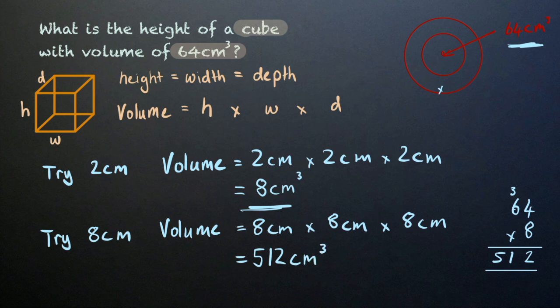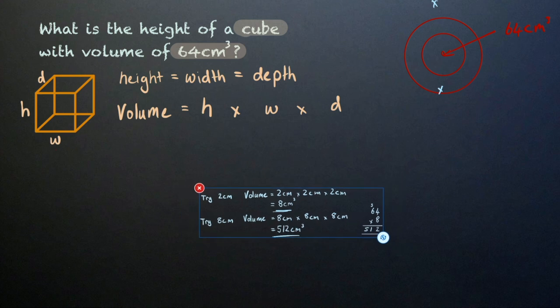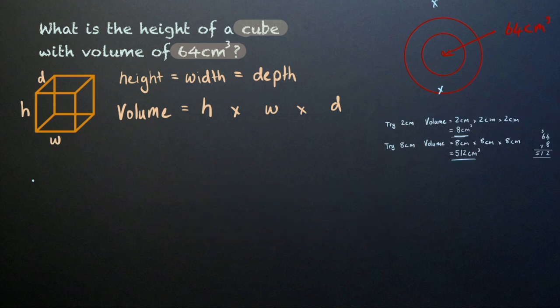Okay, now look, we wanted 64 and we've got 512. So we're like way up here now. It's much too high. We need to go lower. And since we're way up high, I think we need to be closer to the 2 than to the 8. Let's try 4 centimeters because it's closer to 2.